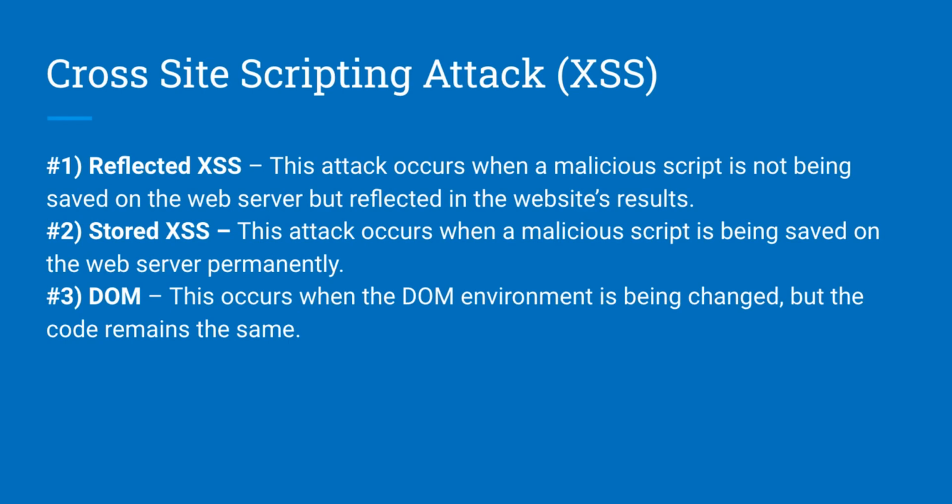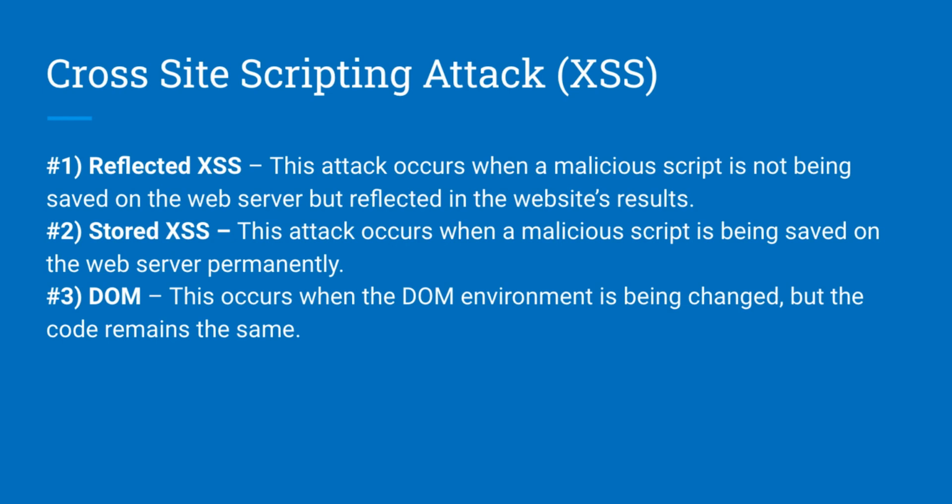3 types of cross-site scripting include reflected, stored, and document object model, or DOM. Reflected cross-site scripting is an attack that occurs when a malicious script is not being saved on the web server, but is instead reflected in the website's results. Stored cross-site scripting is an attack that occurs when a malicious script is being saved on the web server permanently. DOM cross-site scripting occurs when the document object model, or DOM, environment is being changed, but the code remains the same.